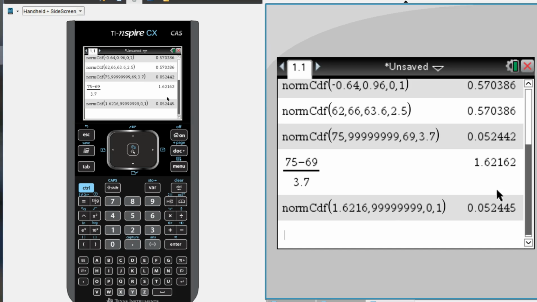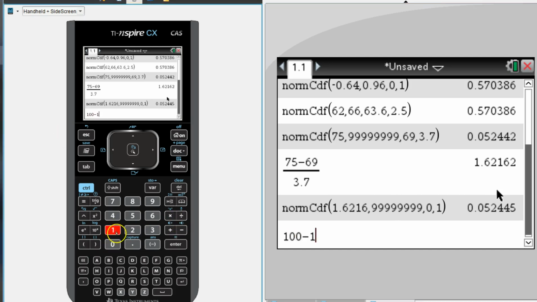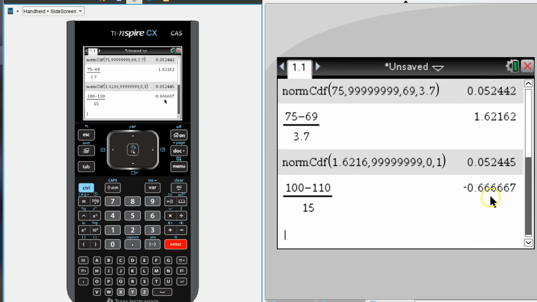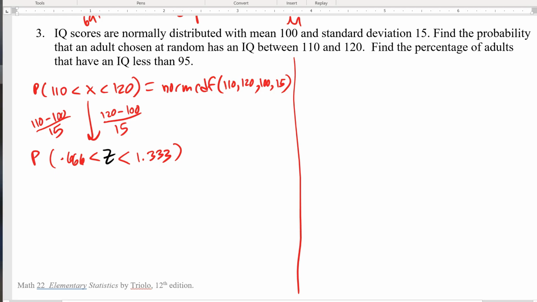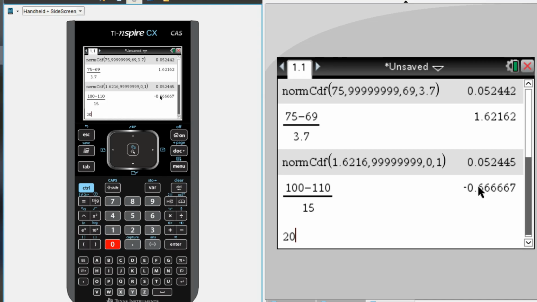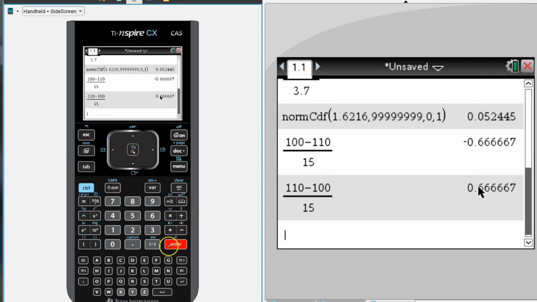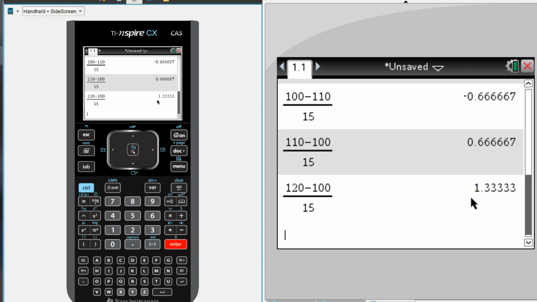Double check that. I messed that up. Let me double check that. Yeah, it should be 110 minus 100. That's why. Divided by 15. There we go. And then 120 minus 100. Group those, divide by 15. 1.333. Okay.